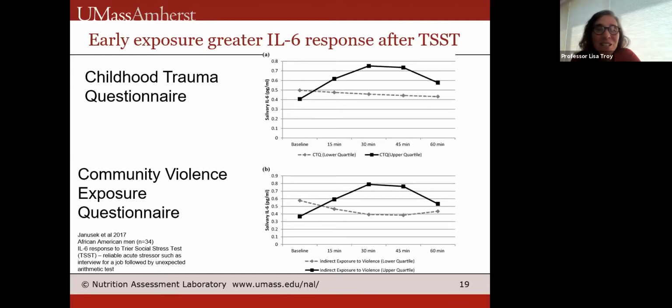And so what they wanted to do was see if somebody had childhood trauma or was currently exposed to community violence, what that would do to their IL-6 levels after this acute stressor. So they're looking at these long-term effects of stress through childhood trauma and community violence, induced by an IL-6 response with this short-term acute stressor that they're putting into place.